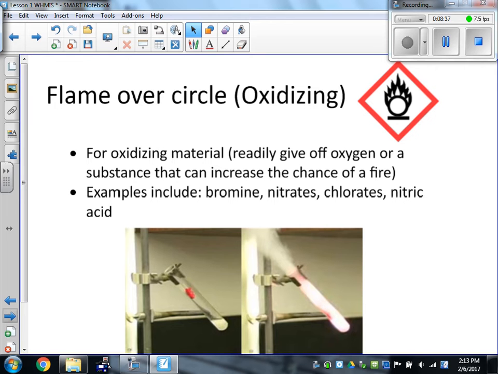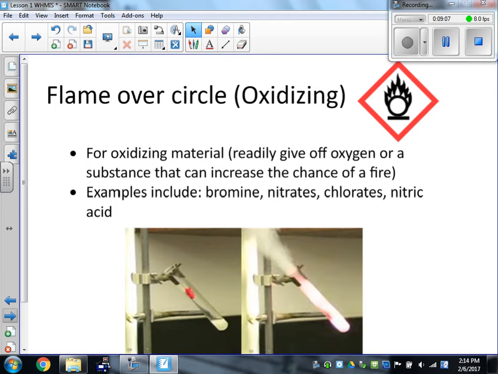A circle O with a flame basically attached with it would be for an oxidizing material. In other words, it really readily gives off oxygen or a substance that increases the chance of fire. Examples include bromine, nitrates, chlorates, and nitric acid. So very dangerous chemicals, and they readily give off oxygen, or they basically would increase the chance of a fire.